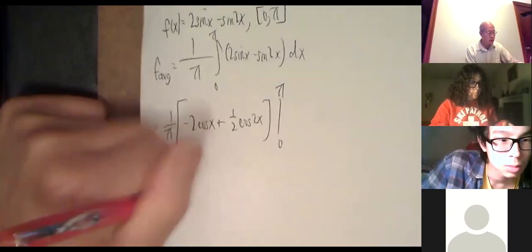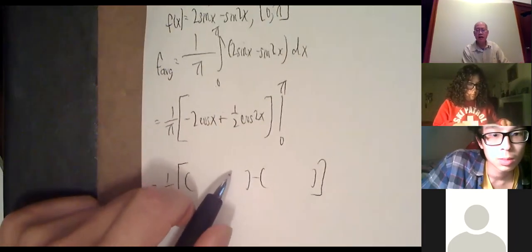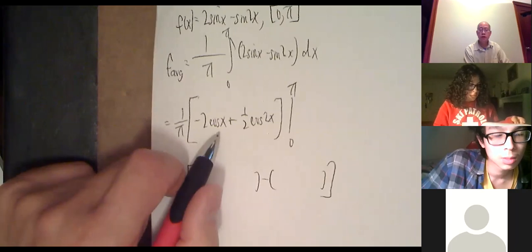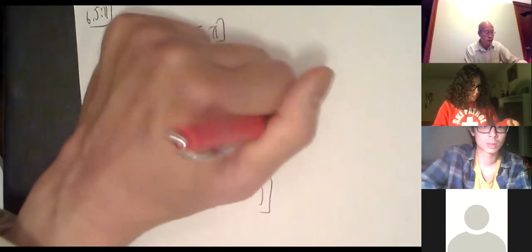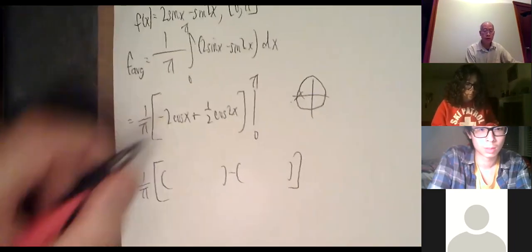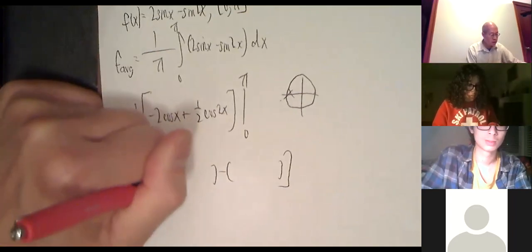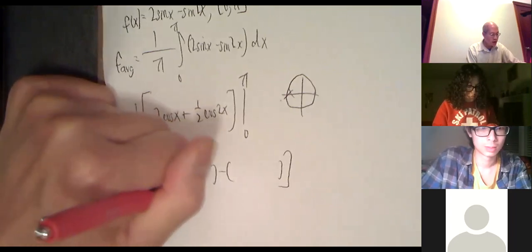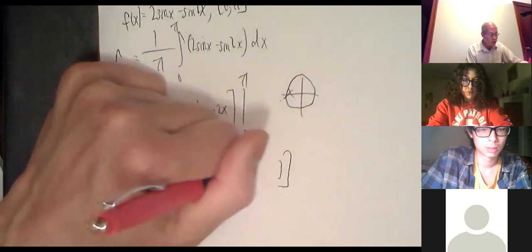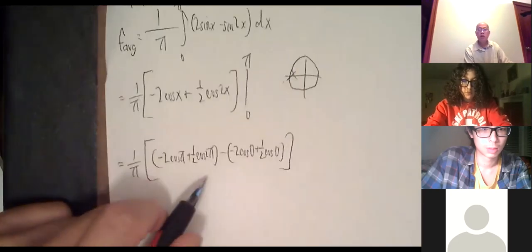So 1 over pi, paren, minus paren. Careful, this time when you plug in 0, you might not get 0. In fact, I'm pretty sure you don't. What's the cosine of pi on my unit circle? 180 degrees. I want the x coordinate here. X coordinate is negative 1. So negative 2 times cosine of pi, plus 1/2 cosine of 2 pi, minus plug in 0: negative 2 cosine of 0, plus 1/2 cosine of 0. Cosine of 0 is 1.